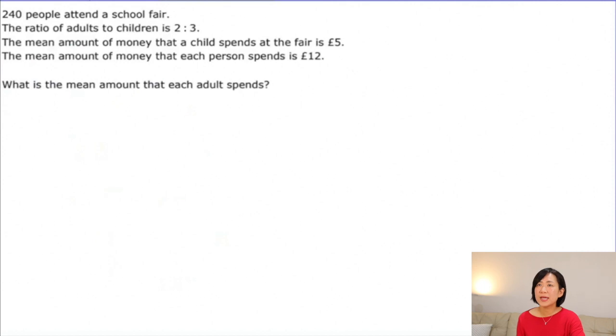240 people attend the school fair. The ratio of adults to children is 2:3. The mean amount of money that a child spends at the fair is £5. The mean amount of money that each person spends is £12. What is the mean amount that each adult spends?